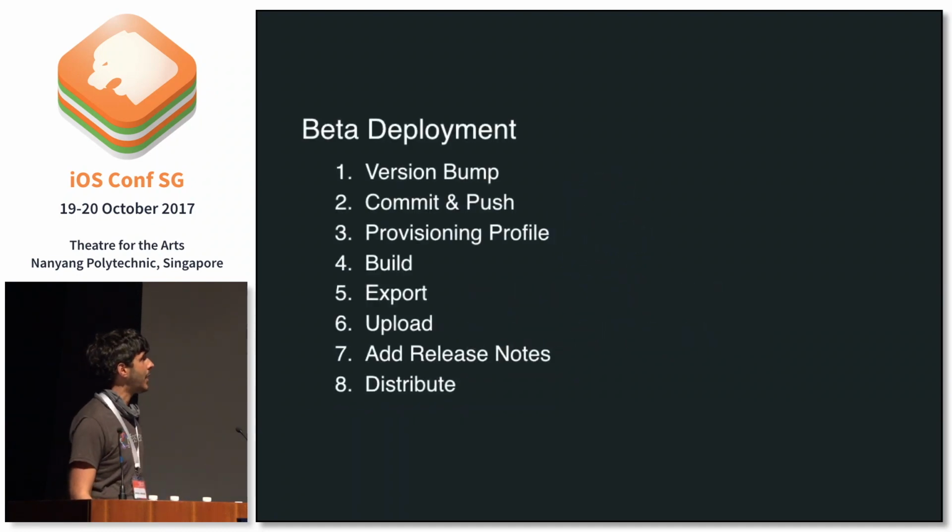All right, cool. So I'm just going to go ahead and version bump, and then I'm going to commit that version bump and push it to our repository. And then I'm going to make sure that all the devices are in our provisioning profile. I'm going to build and sign the app, and I'm going to export it. I'm going to upload it to our beta service, or iTunes Connect. I'm going to add some release notes, and then I'm finally going to go ahead and distribute that.